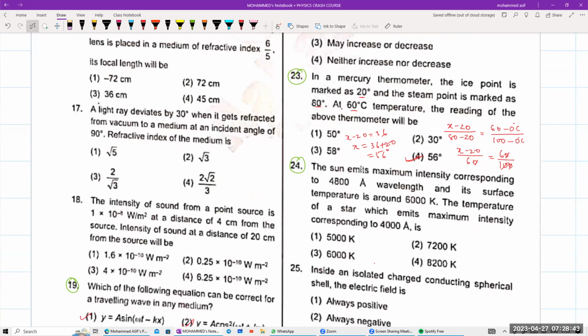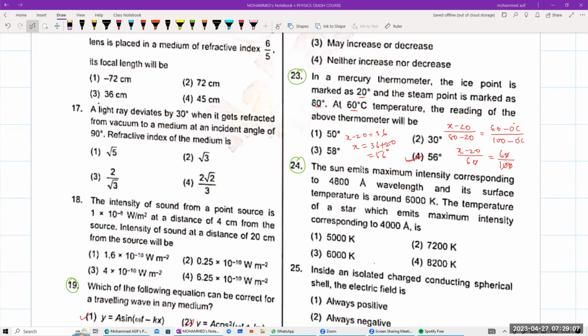The sun emits the maximum intensity corresponding to 4,800 angstroms wavelength and its surface temperature is around 6,000 Kelvin. The temperature of a star which emits the maximum intensity corresponding to 4,000 angstroms will be equal to how much? Take 1 minute of your time and try to do it.